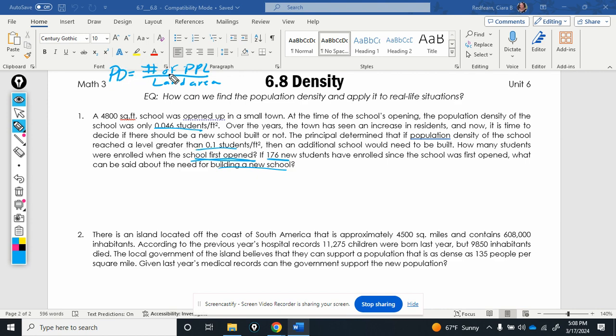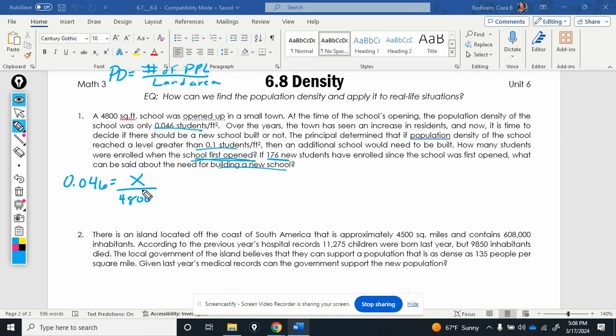In order for us to do that, we have our formula. Population density equals the number of people divided by the land area. Our population density that we know was underlined here, 0.046. So we're going to say 0.046 equals X, because we don't know the number of people, since we're asked to find that. X over the population of the town. What is the population of the town? The population is 4,800.